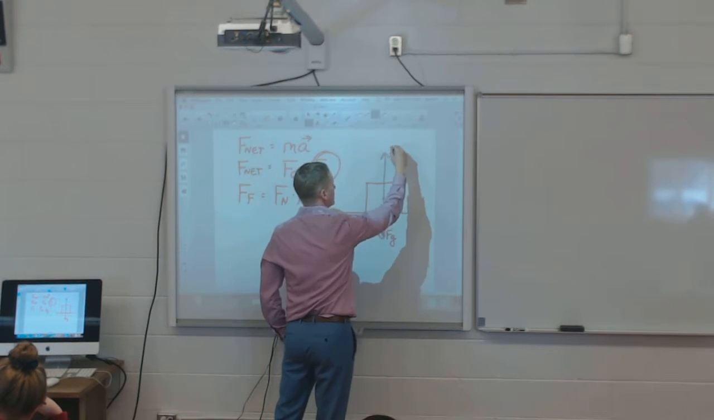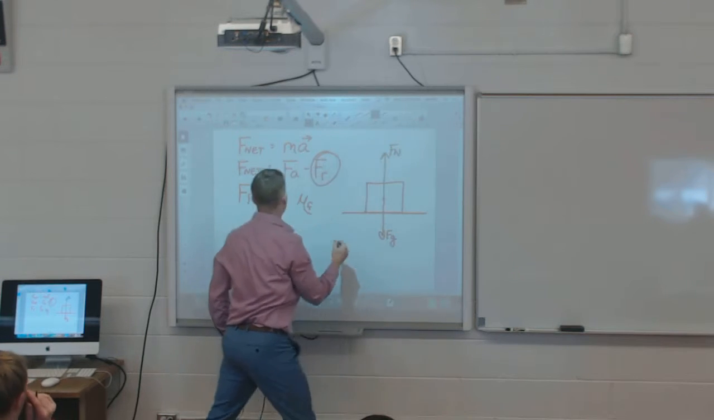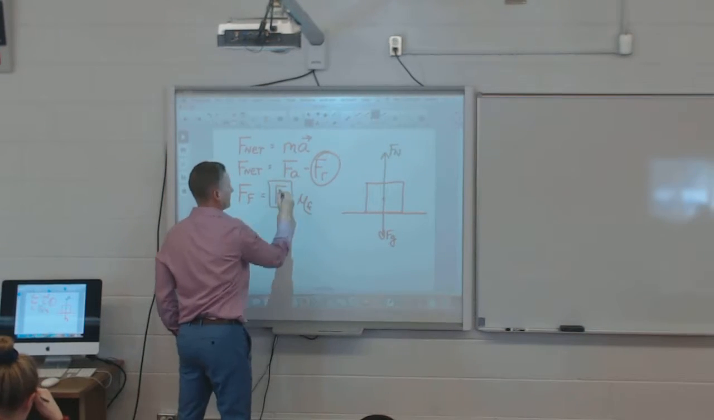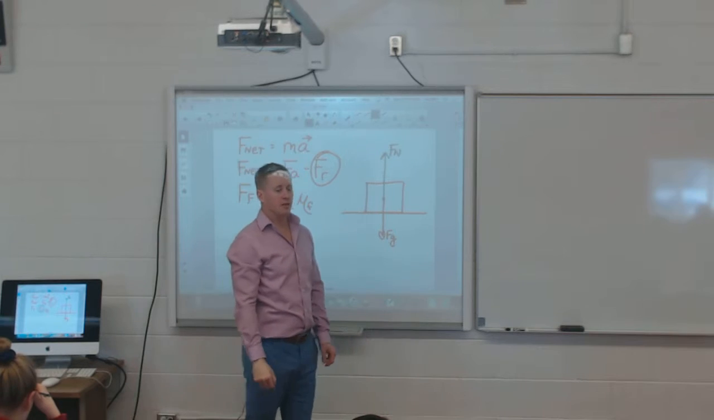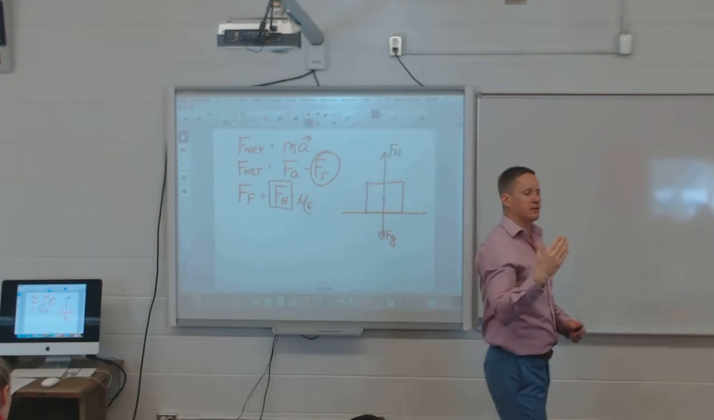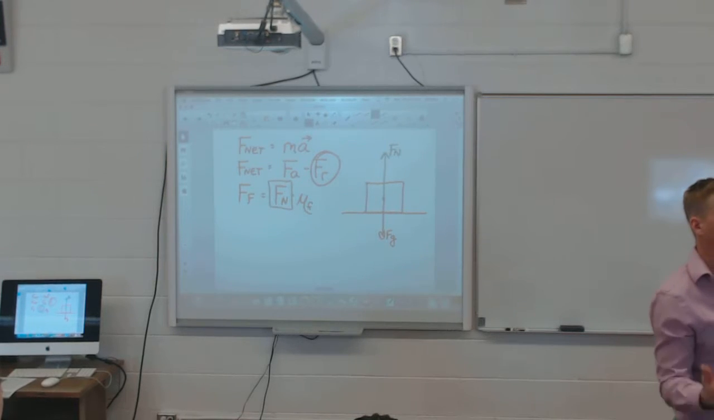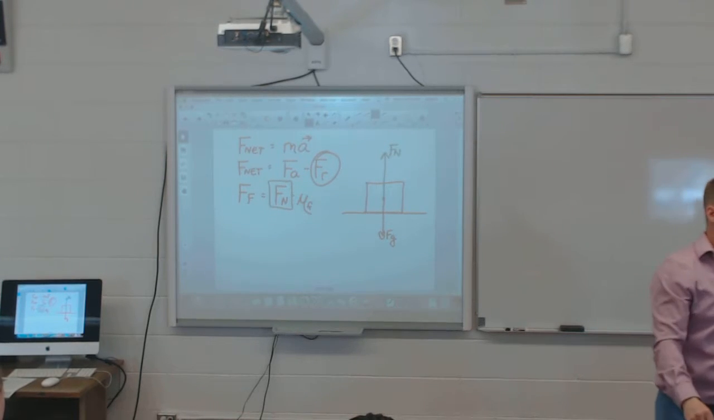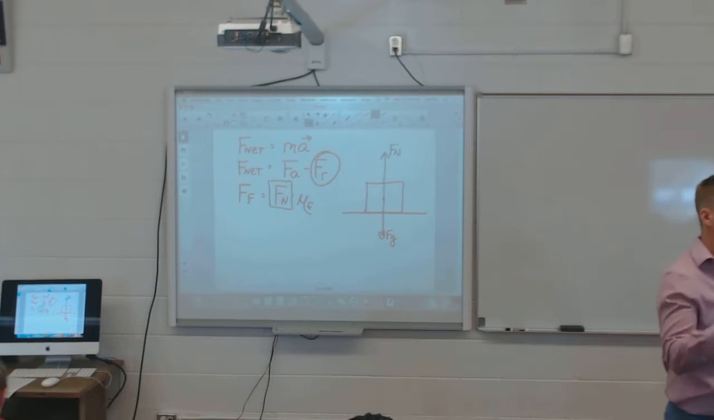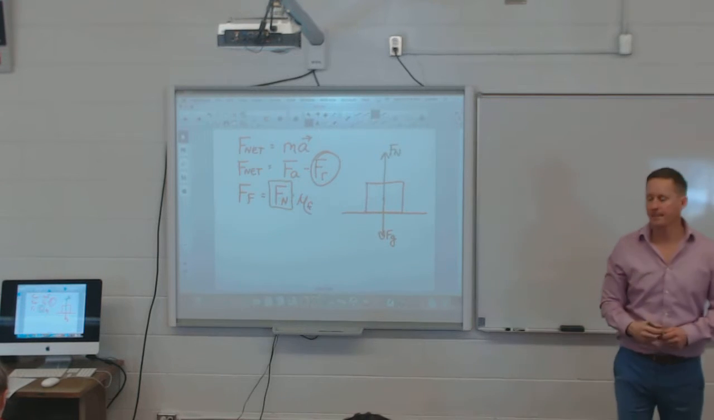What's working against it is what we call the normal force. So that's this guy right here. The normal force works perpendicular to the surface. It pushes up on the box. That's why, for example, these sheets are not moving right now. They're sitting on the table, they're not going down, they're not going up. Gravity's pulling them down, and the normal force of the desk is pushing them up.